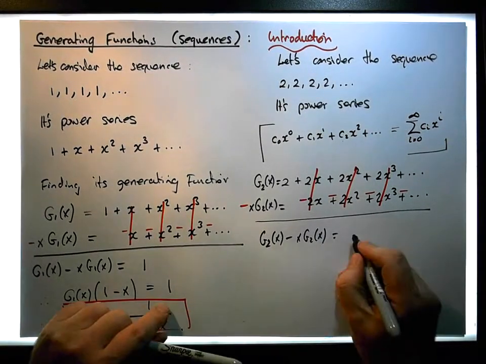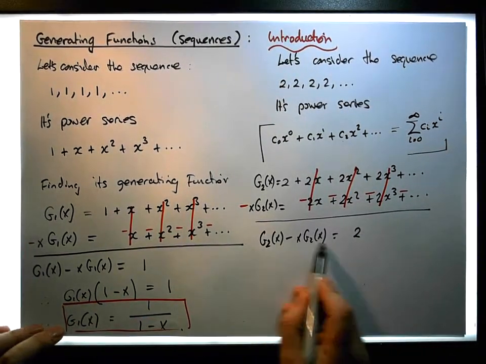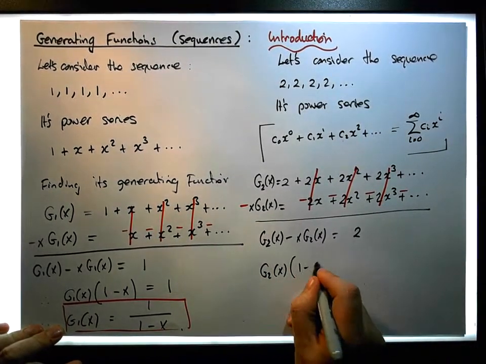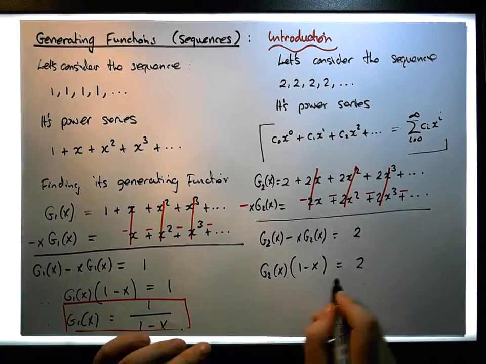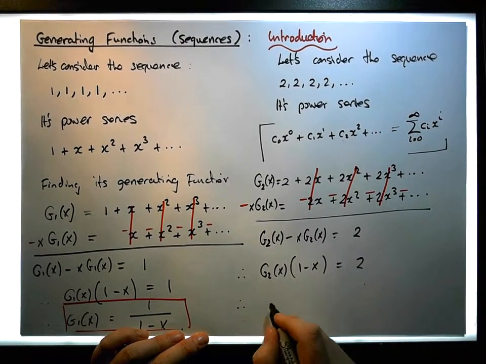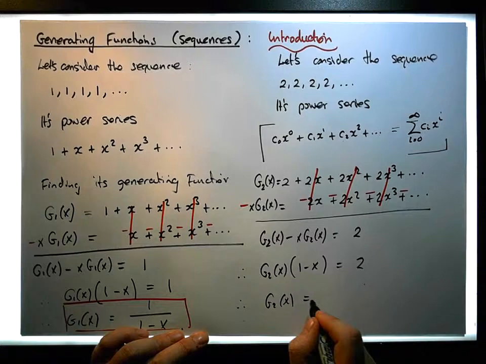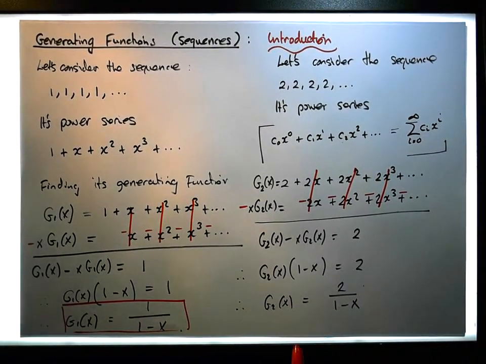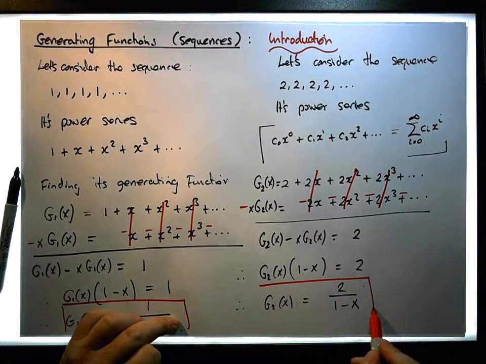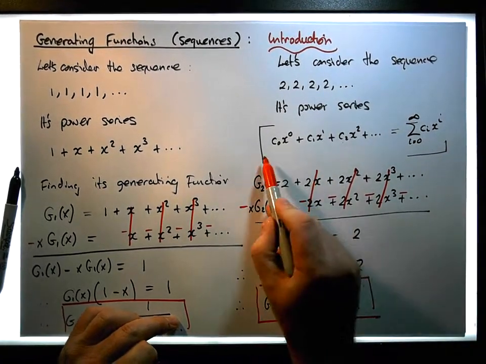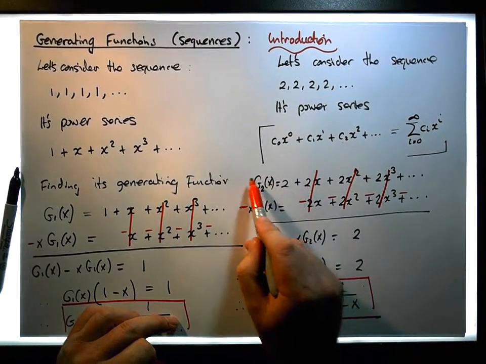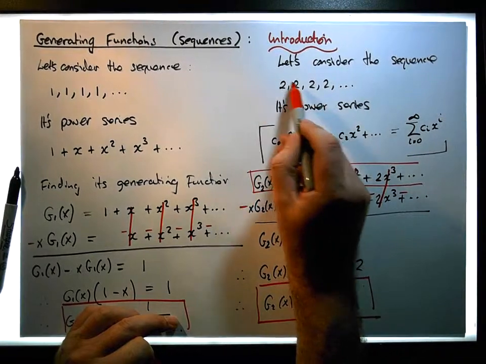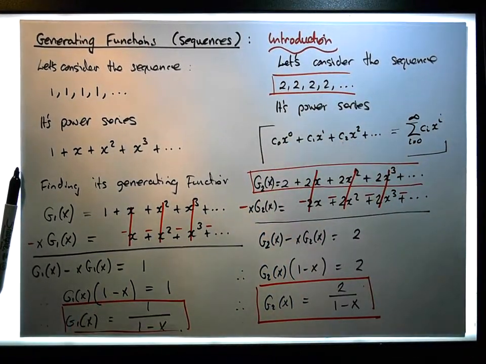So this becomes 2. Once again, the common term here is g2 of x, so we take that out. g2 of x times 1 minus x gives us 2. So therefore, the generating function g2 of x is simply equal to 2 divided by 1 minus x. Okay? So this is the generating function for this particular power series that we defined, which encodes the sequence that we defined earlier on.